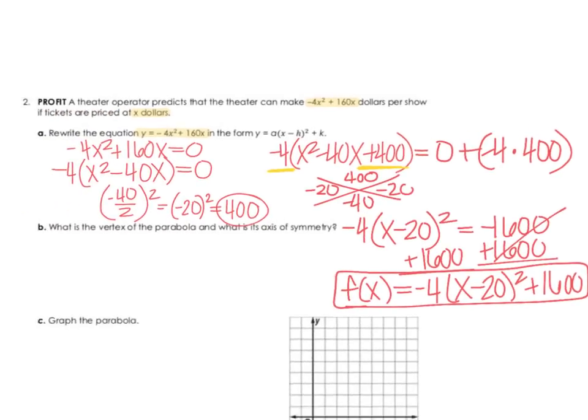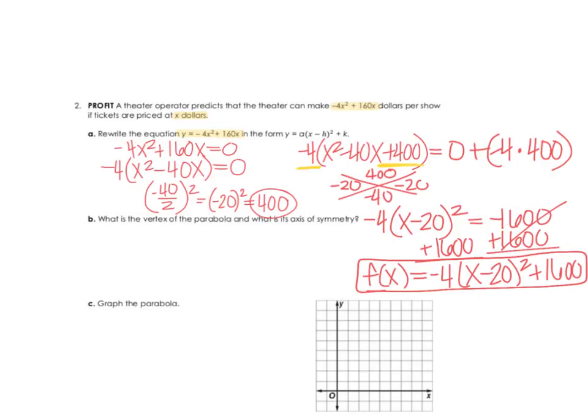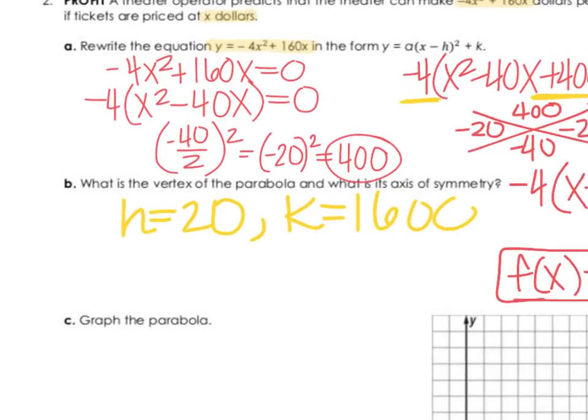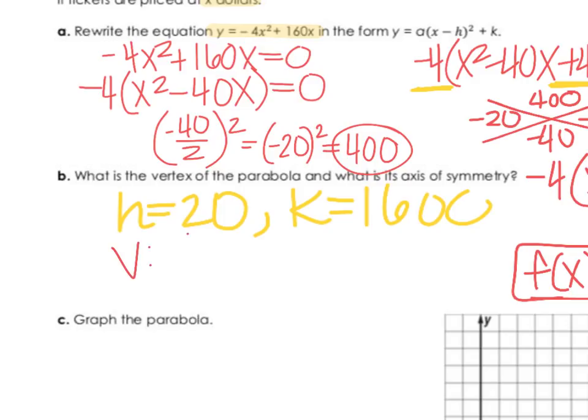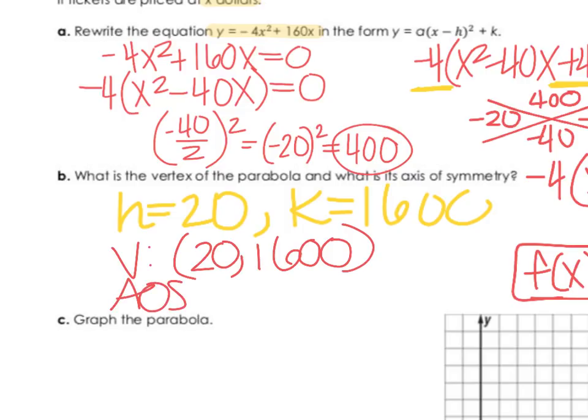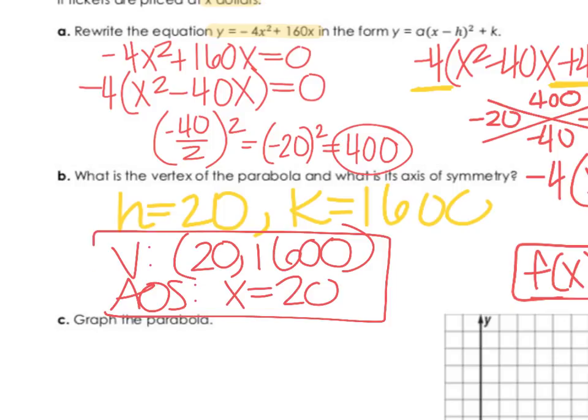Now, part B is asking what is the vertex of the parabola and what's the axis of symmetry. Well, because it's in vertex form, we can easily identify our h and our k. So our h is going to be +20, and our k is 1600. Therefore, our vertex is going to be the point (20, 1600), and our axis of symmetry is just x equals h. So our axis of symmetry is x equals 20. And there's our answers to part B.